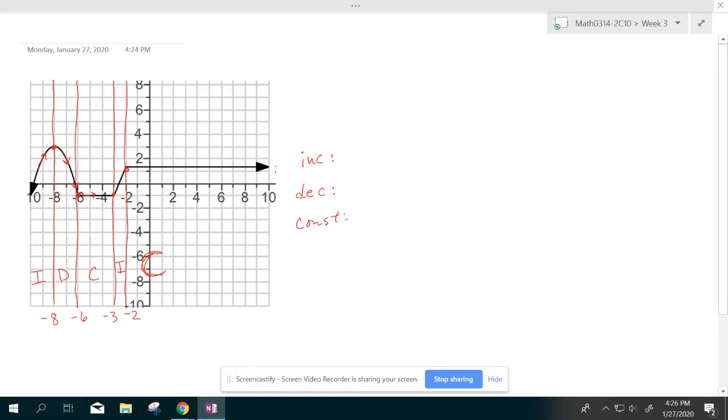All right, so here we go. So our first increasing is from -infinity up to -8. And then we have another increasing between -3 and -2.